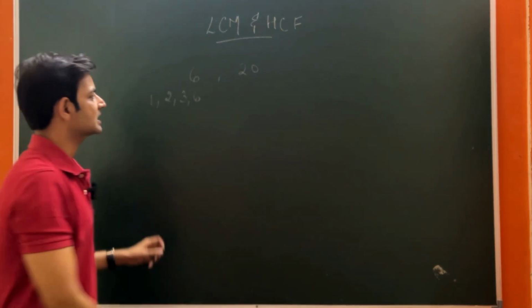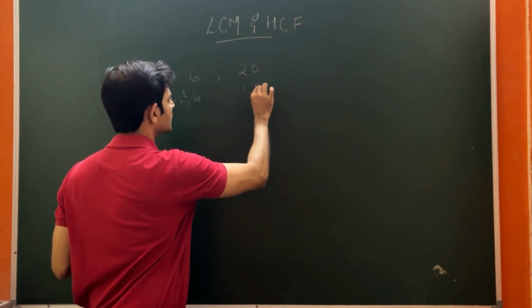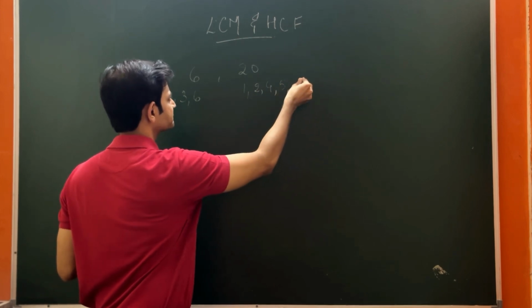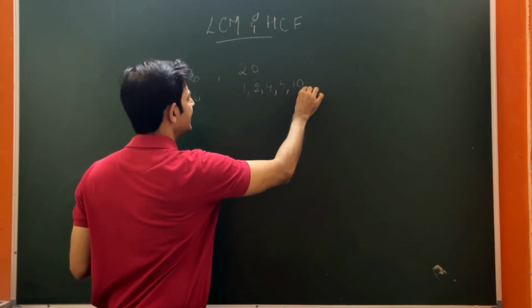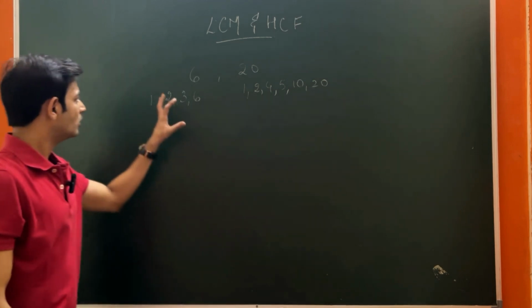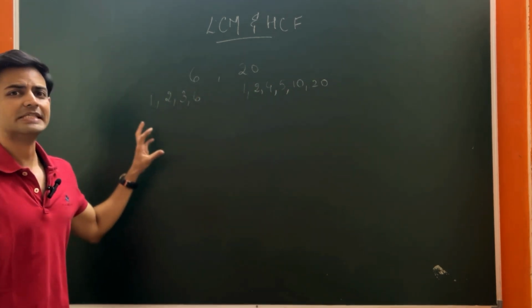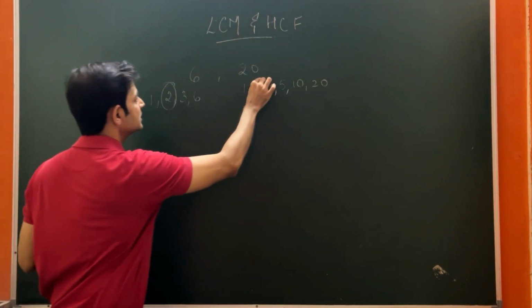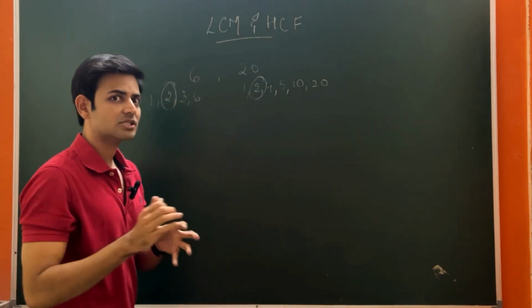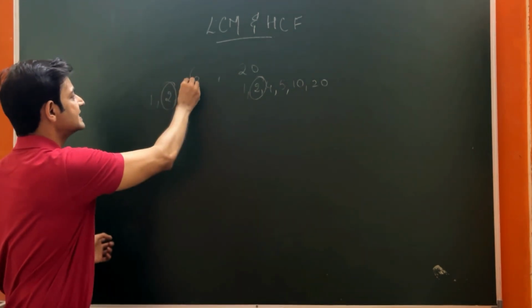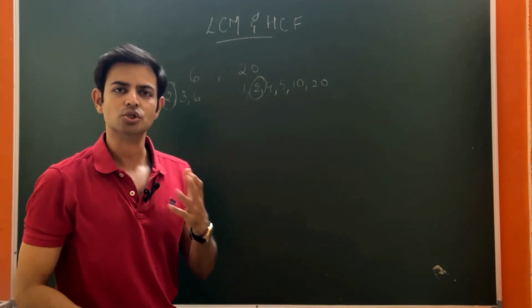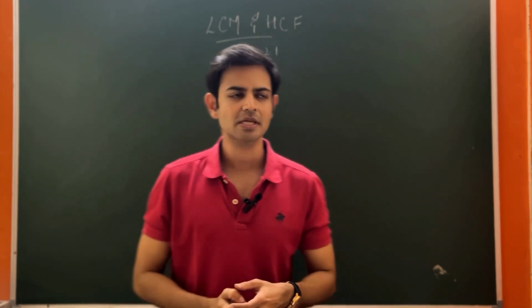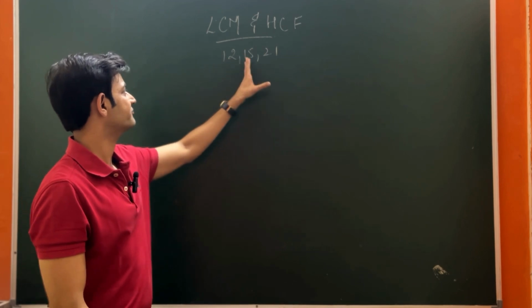Similarly, 20 comes in the table of 1, 2, 4, 5, 10 and 20. Now from these two sets, which is the highest number which is common in both of them? It is 2. So the HCF or highest common factor for 6 and 20 is 2. Now let us take the concept of LCM and HCF for a given set of numbers. Again we have taken the numbers 12, 15 and 21.